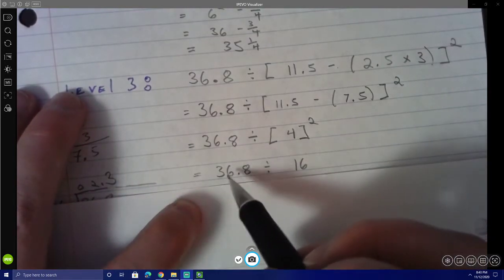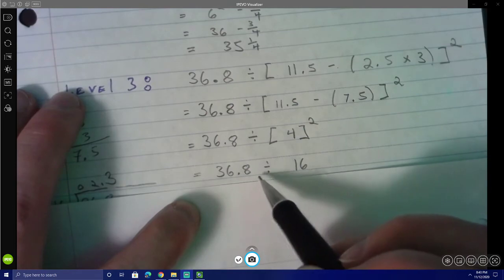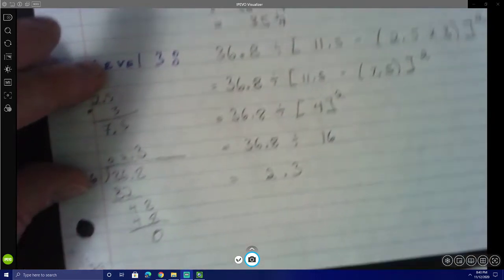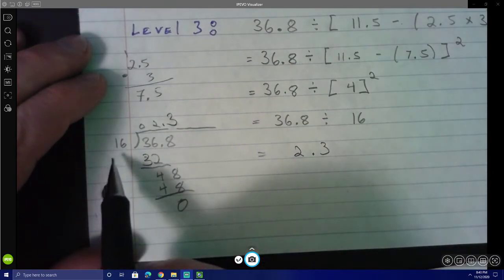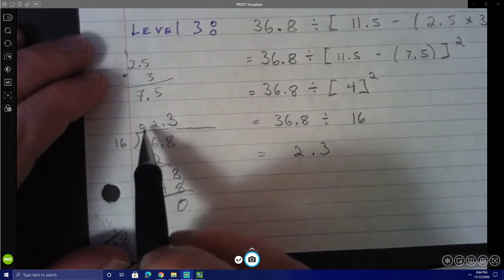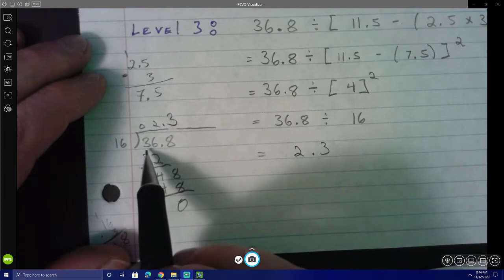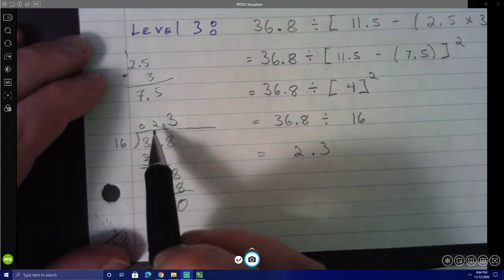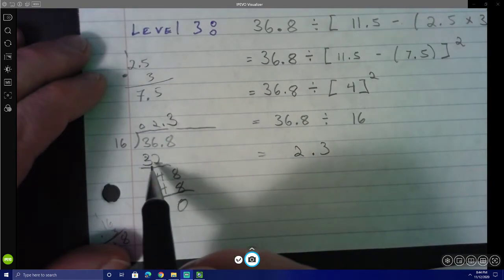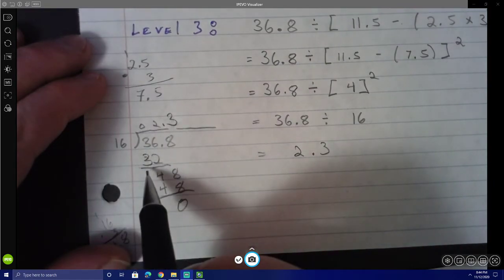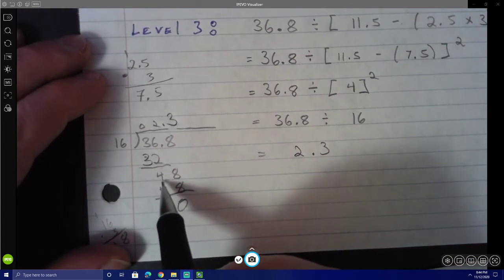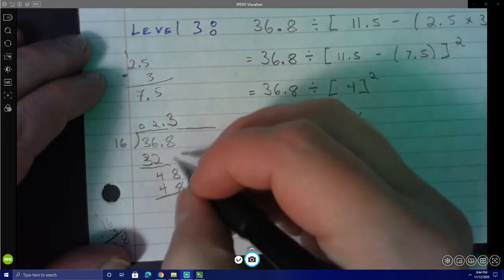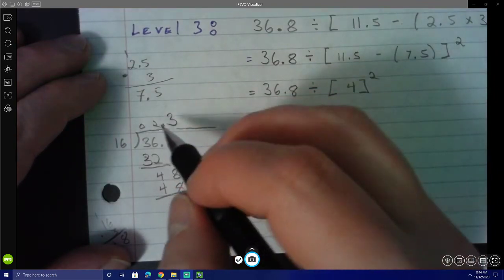I then was left with the division problem, 36.8 divided by 16. Here, you can see my work for that. I put 36.8, 16, and I knew 16 couldn't go into 3, but 16 could go into 36. I knew it could go into 36 2 times. And 16 times 2 is equal to 32. I subtracted 32 from 36, was left with 4, and then I brought down my 8 right there.